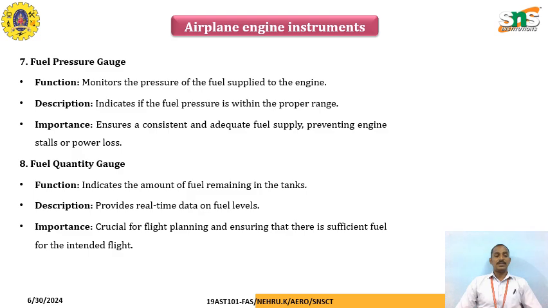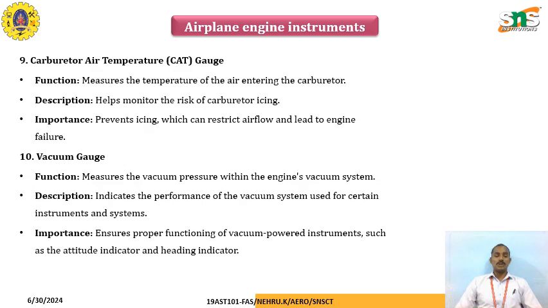Next one is the fuel pressure gauge. It monitors the pressure of the fuel supplied to the engine, indicating whether the fuel pressure is within the proper range. It ensures a consistent, adequate fuel supply and prevents engine stall or power loss. And next one is the fuel quantity gauge, which indicates the amount of fuel remaining in the tank and provides real-time data on the fuel level. This is crucial for flight planning and ensuring there is sufficient fuel for the intended flight. So every flight has to be measured.